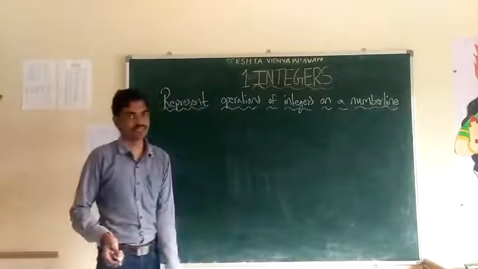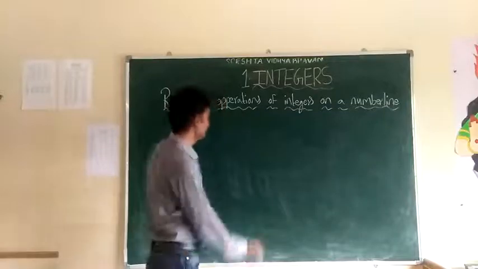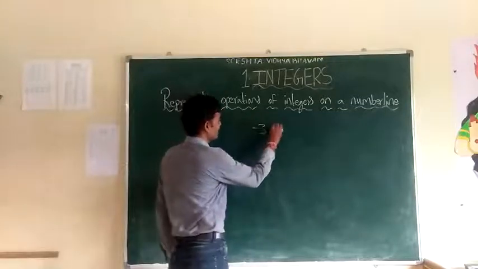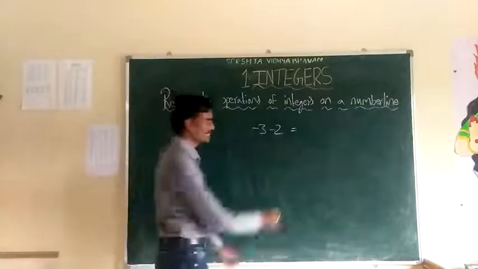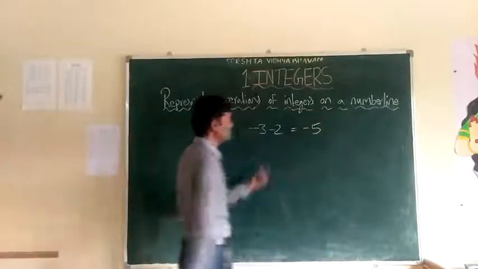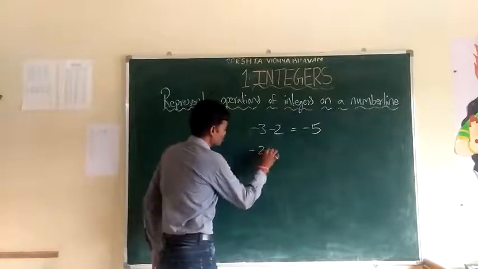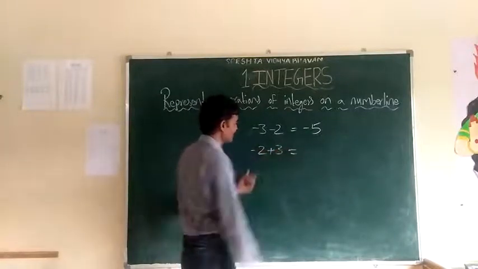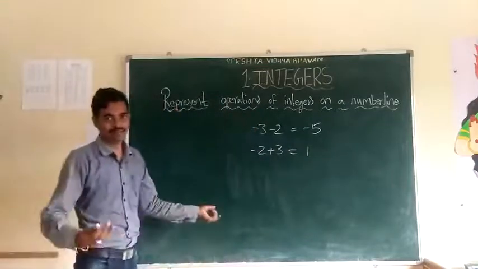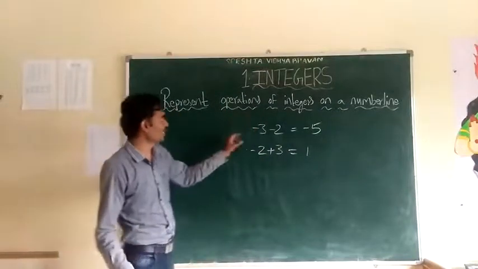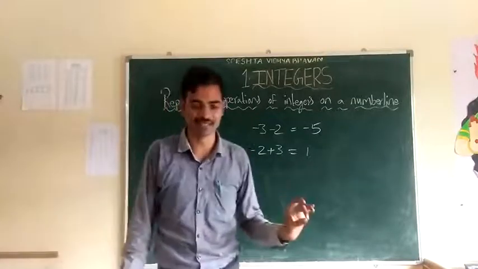In the previous class, we worked directly with the numbers. For example, minus 3 minus 2 is equal to, what is the resultant answer here? Directly we say that it is minus 5. Like that, minus 2 plus 3 is equal to 1. We did these directly in the previous class for addition, subtraction, multiplication and division.